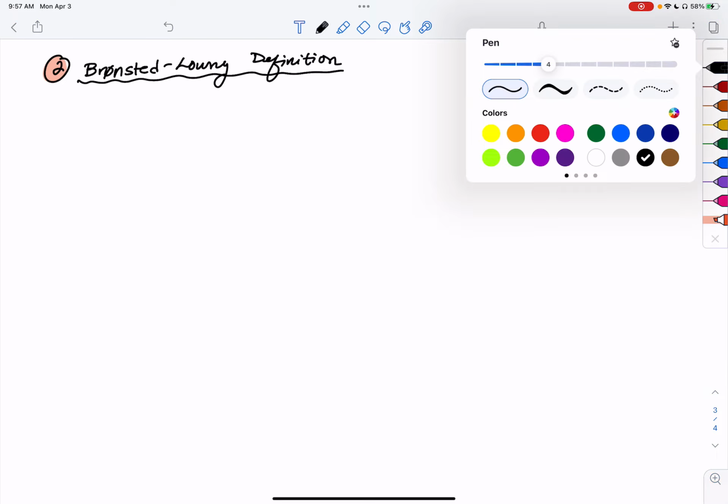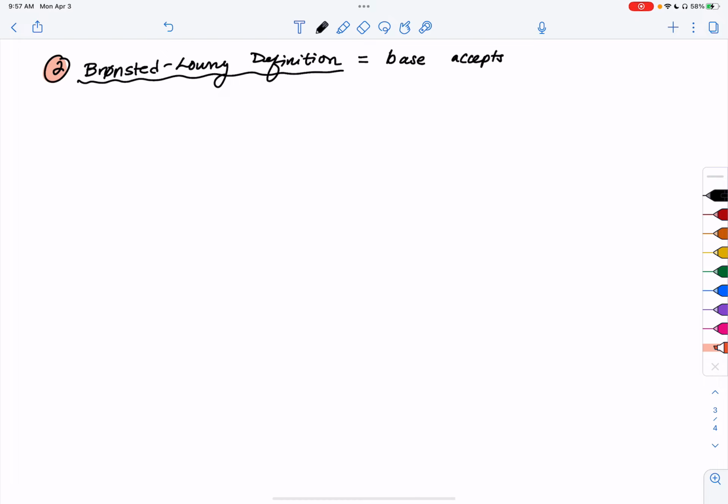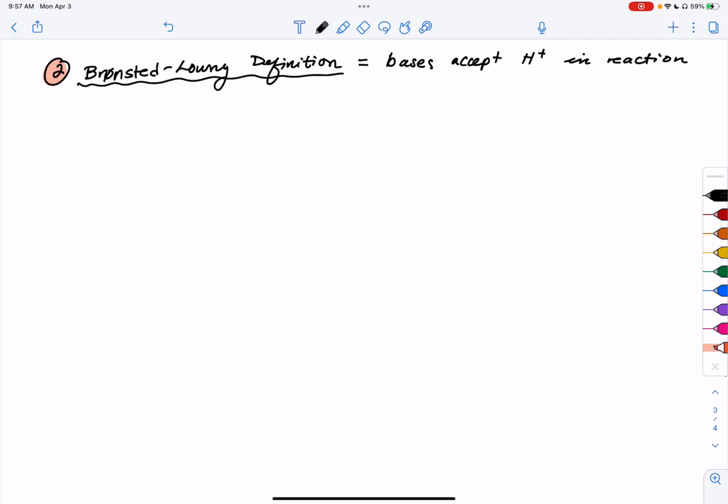So let's start with the Bronsted-Lowry definition. You might recall from our previous video that the Bronsted-Lowry definition of an acid says that an acid is anything that donates a hydrogen ion or an acidic proton to something else during reaction. Similarly, we've got the Bronsted-Lowry definition of a base, which states that a base is any substance that accepts hydrogen ions or acidic protons in reaction. So bases accept hydrogen ions in reaction.